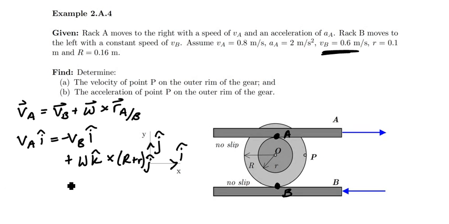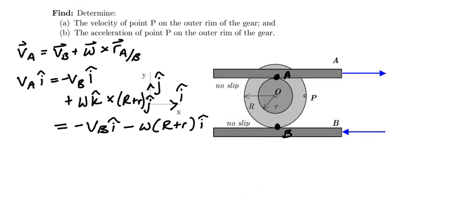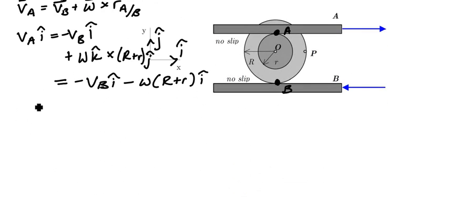If I expand this out on the right hand side, I'm going to have minus VB in the i, and then k cross j gives me minus i, so I'll have minus omega times quantity R plus r in the i as well. At this juncture I can simply pull off everything that's multiplying the i direction. Looking at terms in the i direction, on the left hand side I'll have VA, and on the right hand side I'll have minus VB minus omega times quantity R plus r.